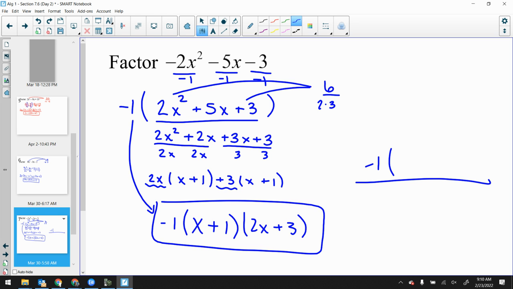Okay, any questions about that one? Yes, sir. So we have like the 2x right there. And that just like disappears. No, it didn't. Where'd it go though? Right here. Why did it go all the way over there? Because the common binomial comes out front, and the leftovers are our other factor, 2x plus 3. And that's why. All right, I see it.